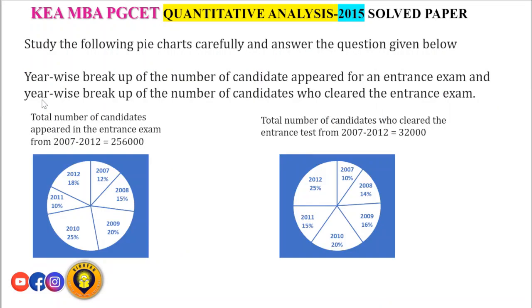Study the following pie charts carefully and answer the question given below. Year-wise breakup of the number of candidates appeared for an entrance exam and year-wise breakup of the number of candidates who cleared the entrance exam. So this is the pie chart for the candidates who appeared, and this is the pie chart for the candidates who cleared. Total number of candidates appeared are 2,56,000. Total number of candidates who cleared are 32,000. Let us go to the question.